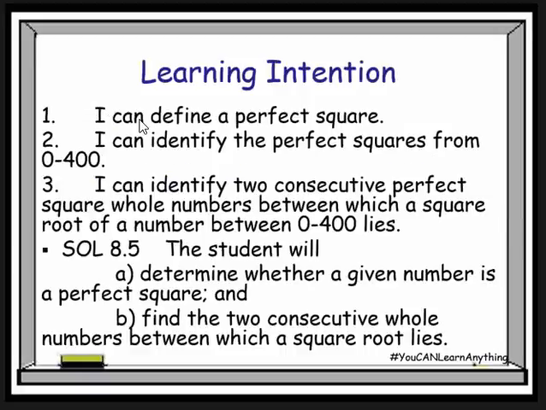Alright, our learning intentions are that you can define a perfect square, you can identify the perfect squares from 0 to 400, and you can identify two consecutive perfect square whole numbers between which a square root of a number between 0 and 400 lies. This means that we're going to be able to estimate a square root by knowing what two perfect squares are on both sides of that square root that we're looking for. And our SOL is given here, it's 8.5.